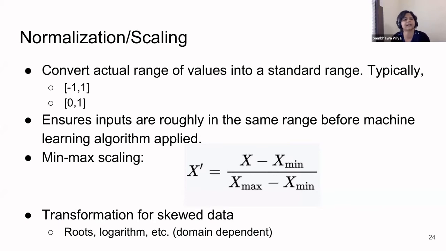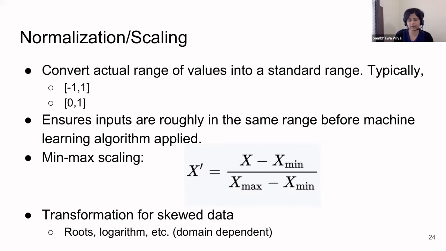All right, so the next feature engineering type is normalization or scaling. Sometimes we want to convert the actual range of values into a standard range, so between -1 and 1, or between 0 and 1. You'd have to do the data exploration to see what range you want, and again, ask whether it makes sense biologically. This ensures that the inputs are roughly in the same range before a machine learning algorithm is applied.